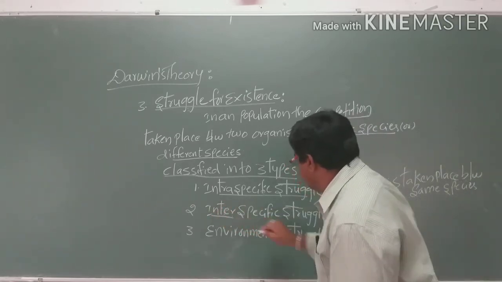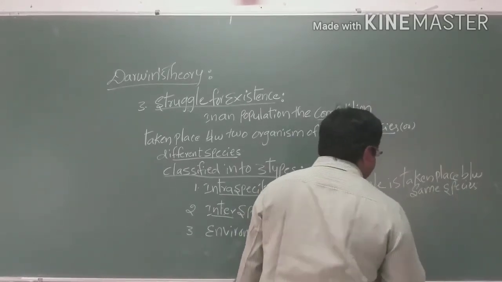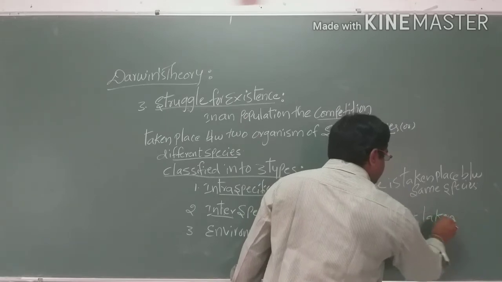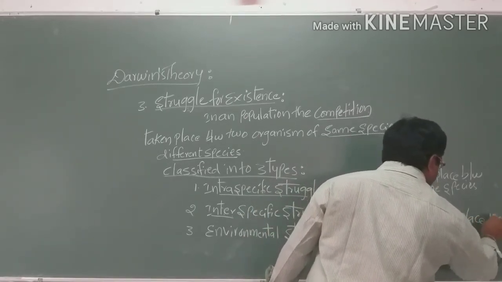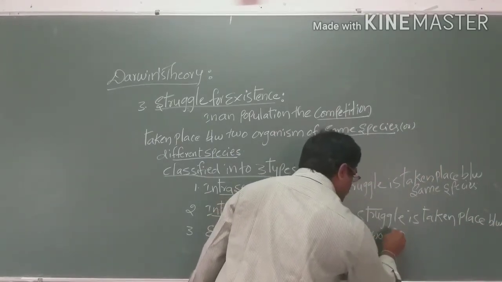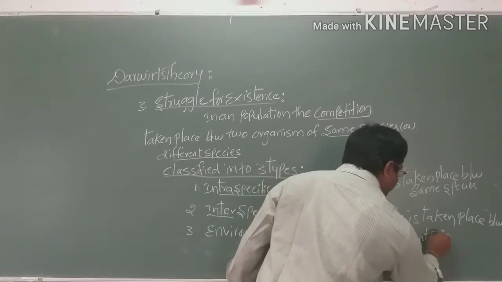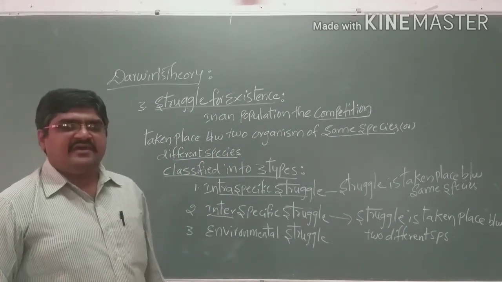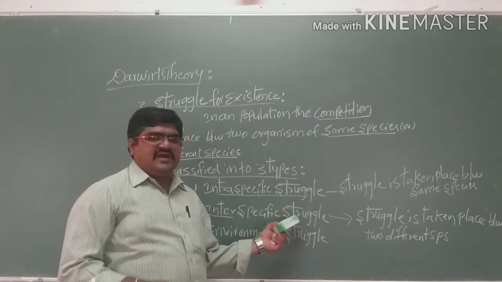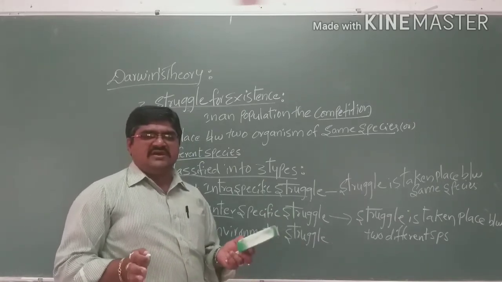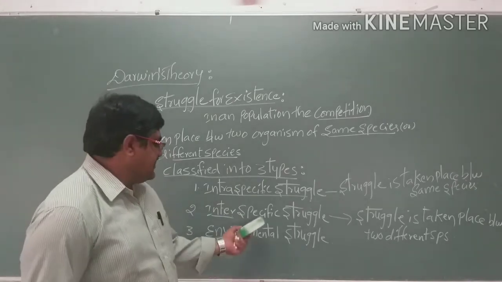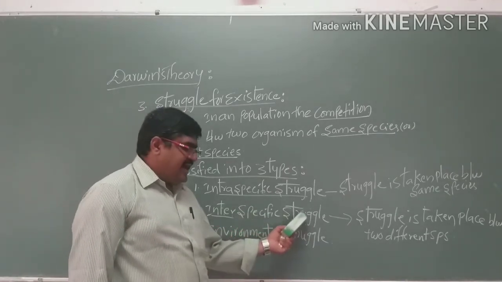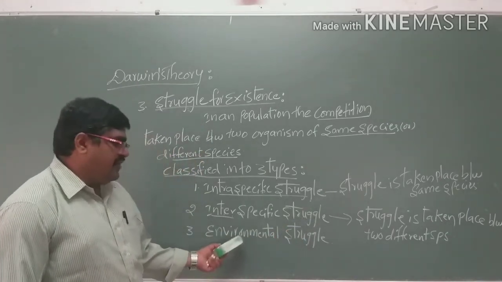And inter means in between. Here the struggle takes place between different species. That means the fighting takes place between two different species. Then the species which are stronger fight against the weaker, so that gradually they increase their number. In such a condition, where the struggle takes place between two different species, we can call it an interspecific struggle.